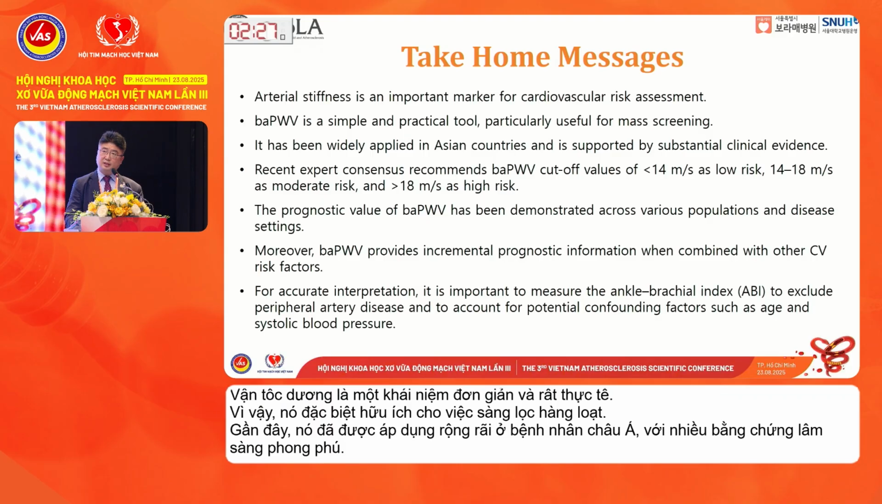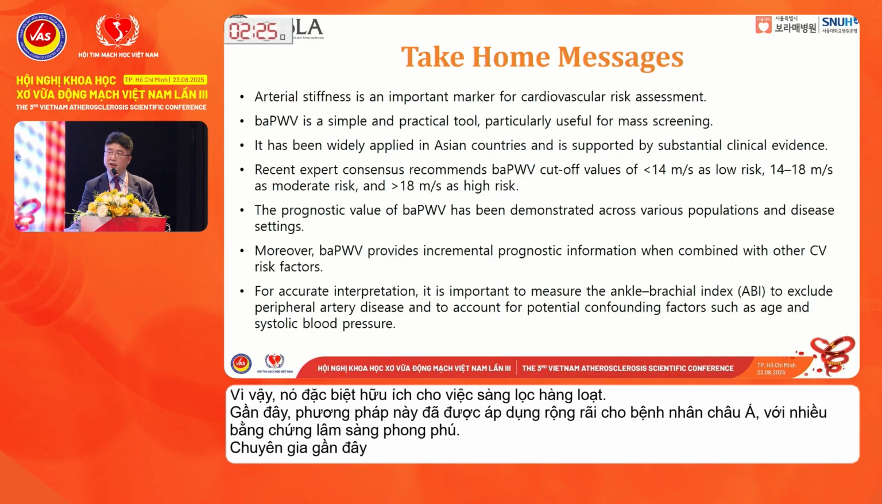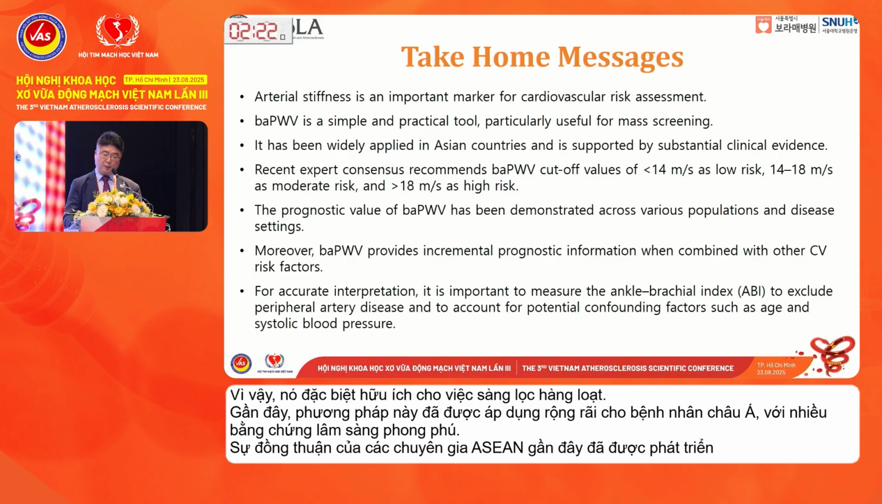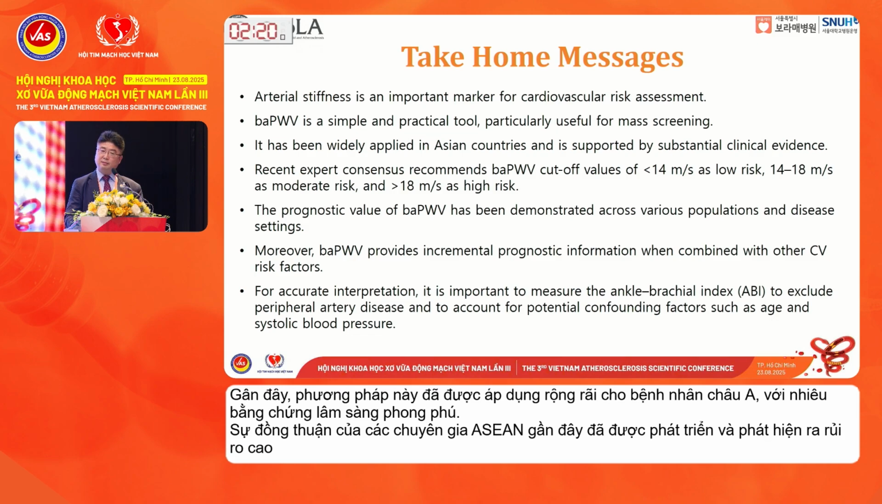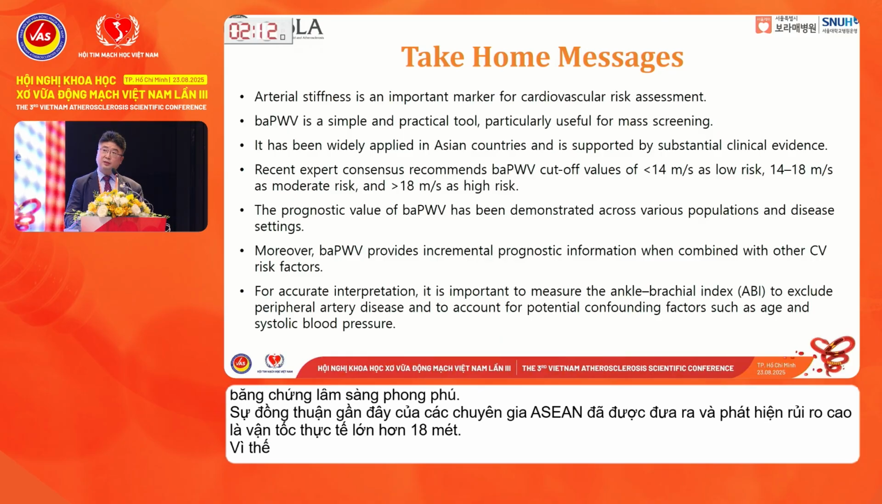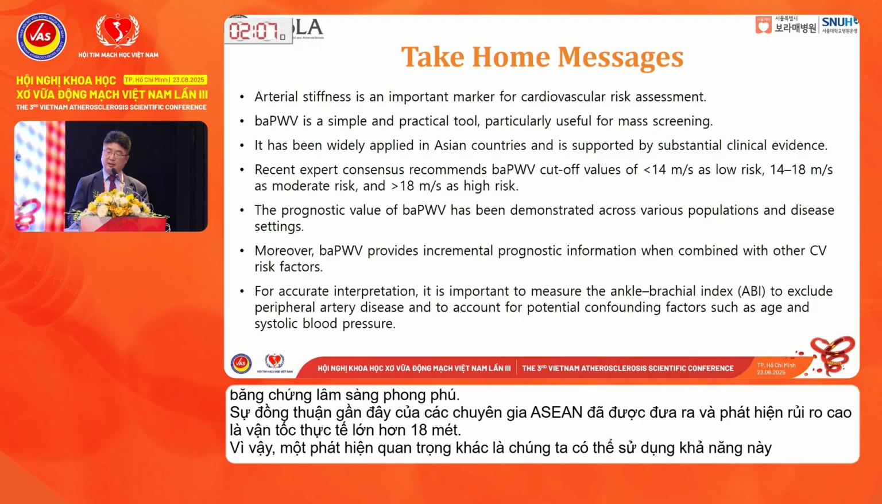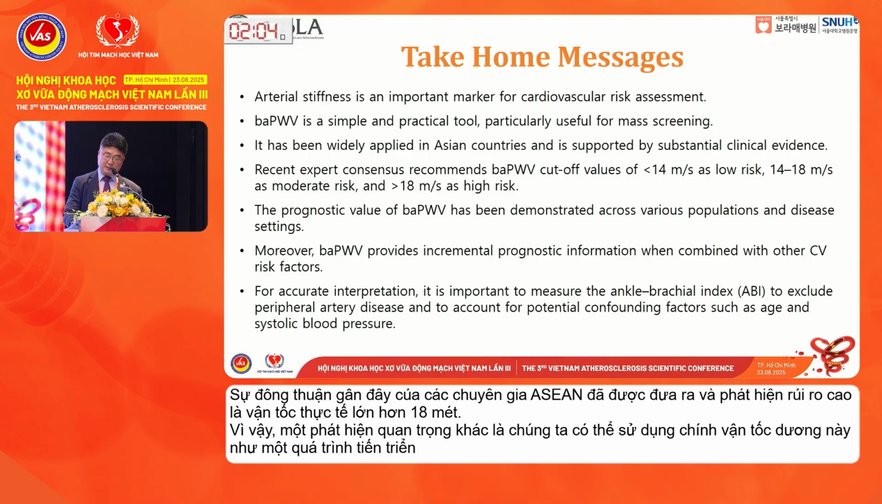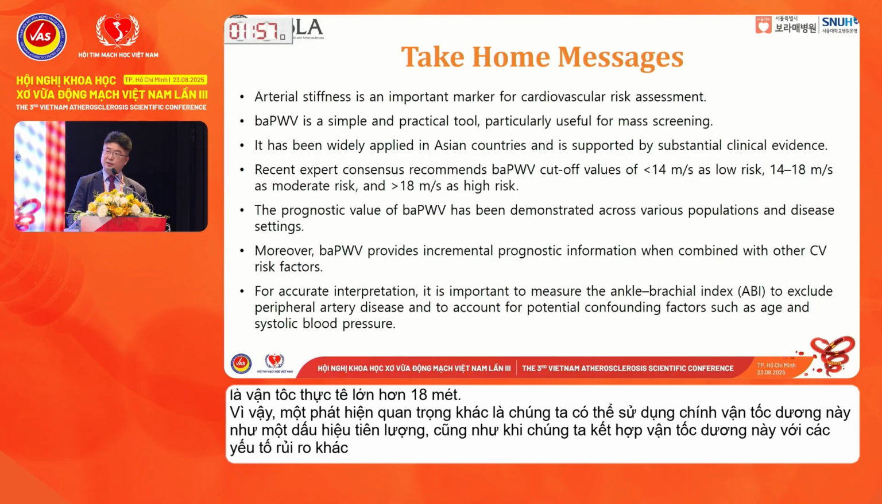A recent expert ASEAN consensus was developed, and the high-risk finding is more than 18 meters per sec of brachial-ankle pulse wave velocity. So another important finding is we can use this pulse wave velocity itself as a prognosis marker, as well as when we combine this pulse wave velocity with other risk factors or imaging results, we can improve the risk stratification power.